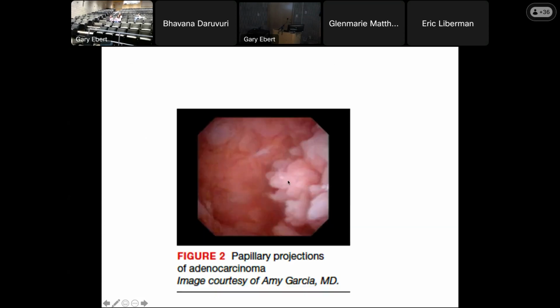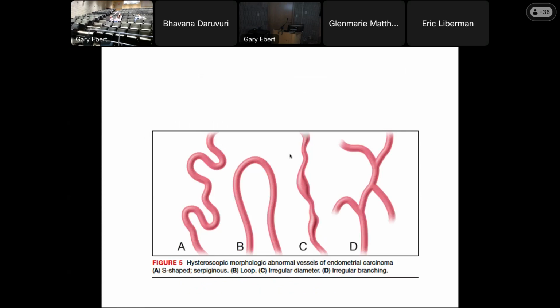These are an example of papillary projections that would be concerning for cancer. Then there are atypical appearing vessels. You can see the different vessels. Again, just think about it like colposcopy in your mind. It's a similar type of finding you're going to find in the endometrial cavity.